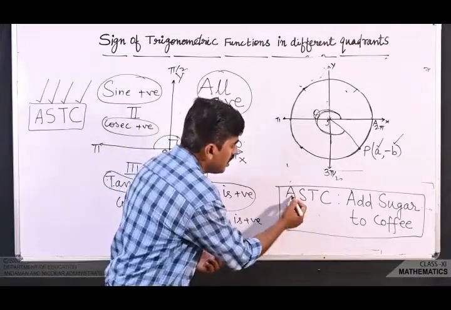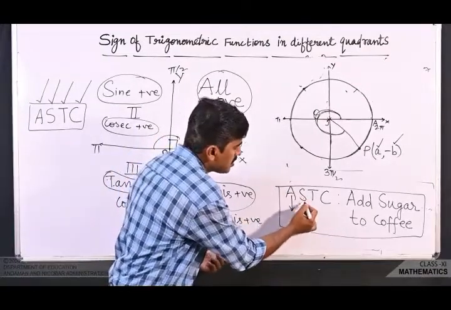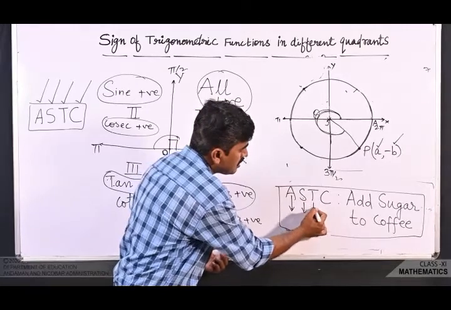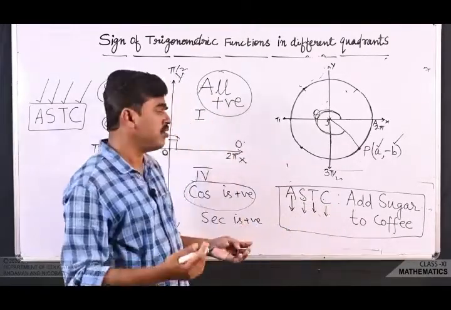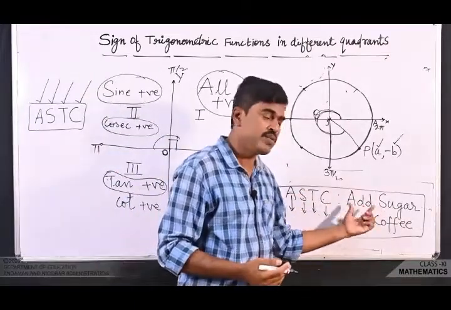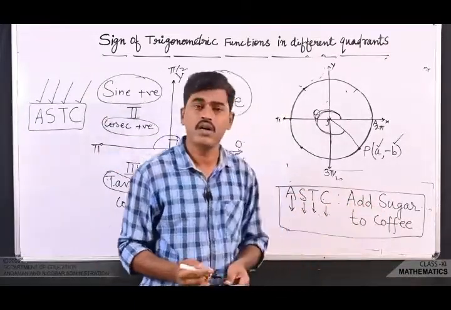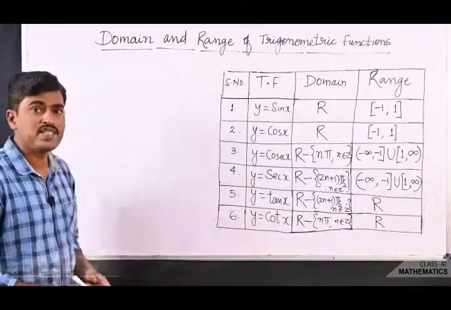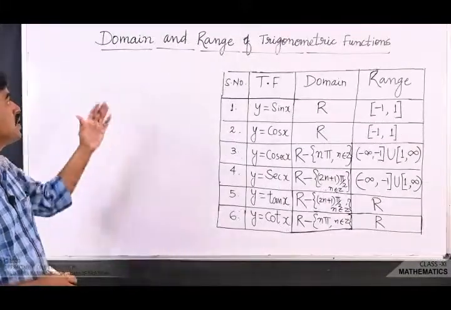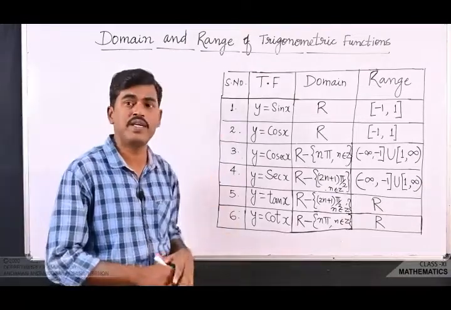Once again I am telling, A all positive, S sine positive, T tan positive, and C cos positive. So you remember this one. This is the trick to remember ASTC, add sugar to coffee. Okay, I hope you understood this one. Clear? Now let's move on to the next topic of this lesson, that is domain and range of trigonometric functions.